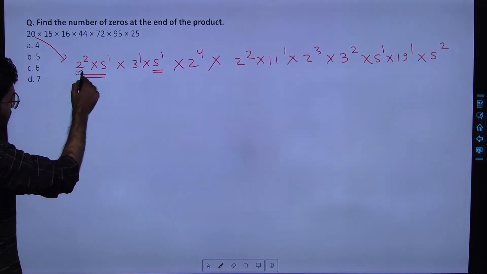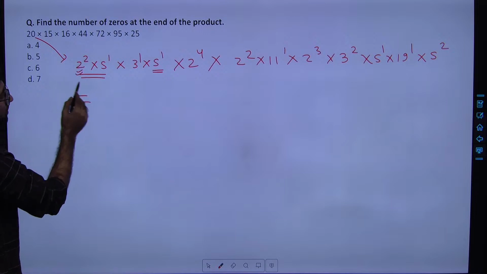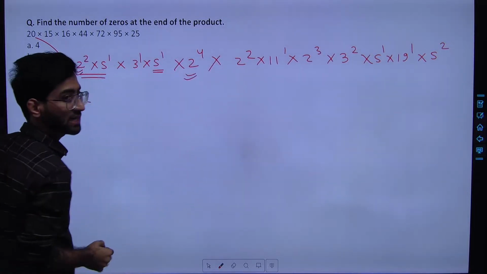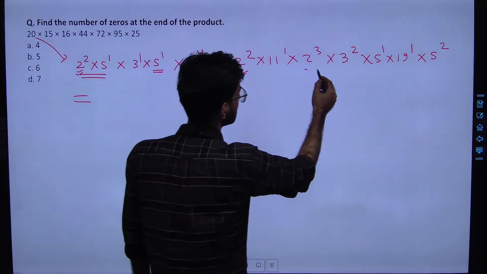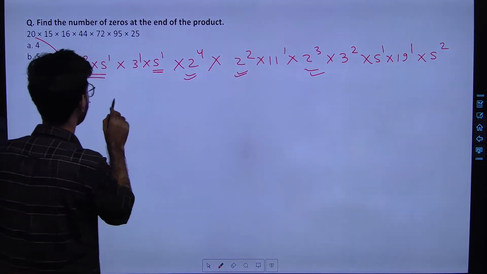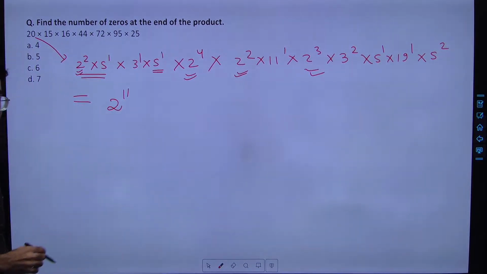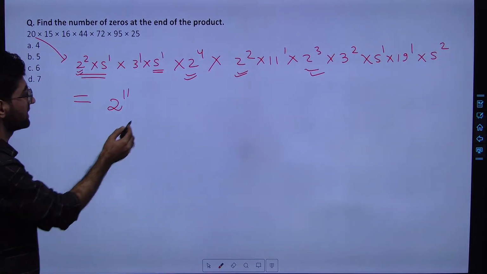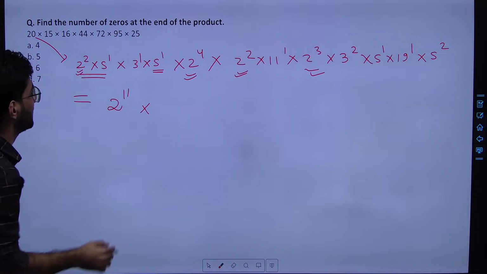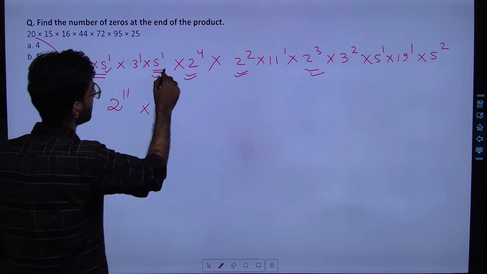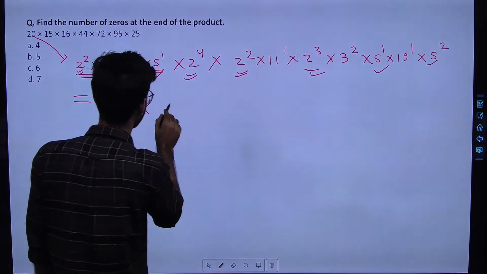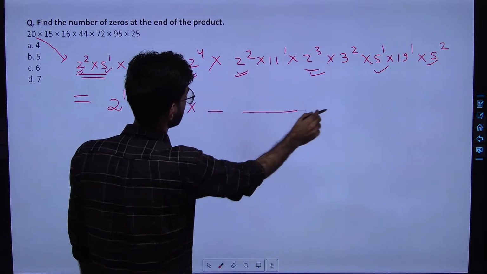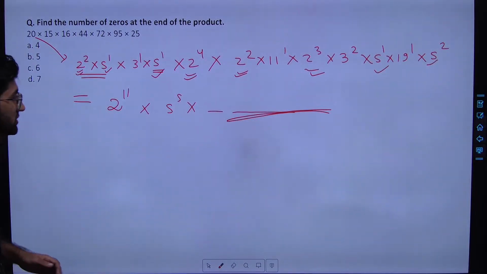Now let us look at the power of 2. The power of 2 is 2 plus 4 is 6, plus 2 is 8, plus 3 is 11. So the power of 2 is 2 to the power 11. Right? Then let us look at the power of 5. So 1, 1, 2, 1, 3 and then 5. Right? And then there are so many numbers, but we don't have to think about those numbers.